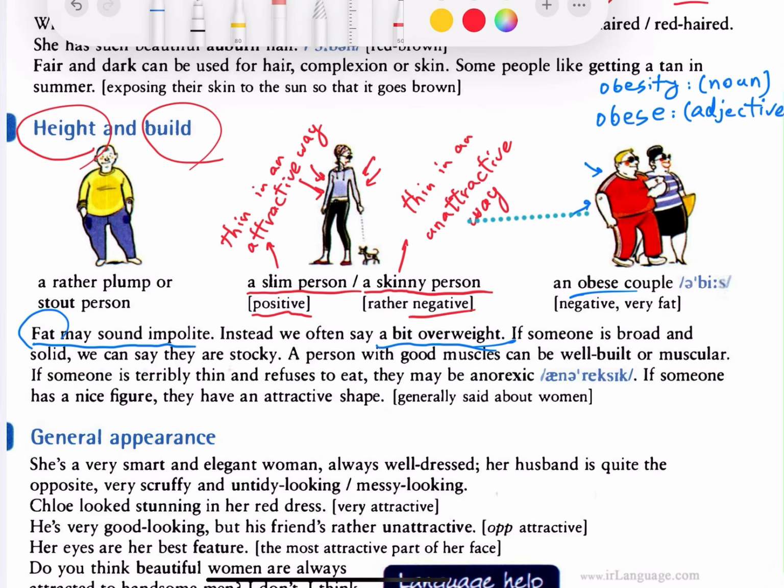Another new word that you should learn is well-built. What does well-built or muscular mean? Well-built or muscular means a person who has good muscles. He goes to the gym or she goes to the gym and does exercise. So, well-built.